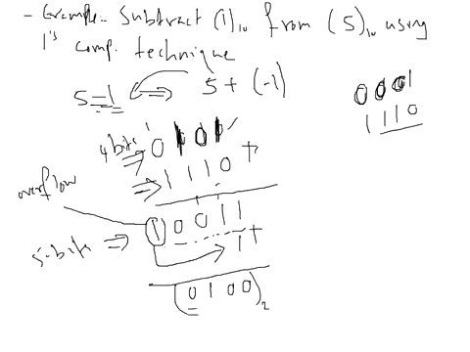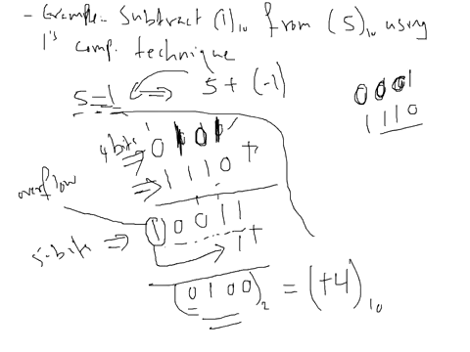Now note something. The most left bit in this number is 0, which means plus. So this number is equal to plus 4 in decimal. Now go back to the number. 5 minus 1, what does it equal? It equals plus 4, which means our work is correct. So we have no problem. Now, let us take another example.